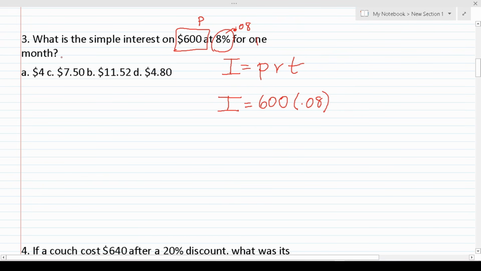And time, as I mentioned, is always in terms of years. In this case, our time is going to be 1 month. In order to make that proportional to years, we're going to have to make that 1 over 12. Again, 1 month out of 12 months. Time's always in years. Okay? So let's go ahead and work this out. So we got 600 times 0.08 times 1 over 12. Let's go ahead and start by multiplying 600 times 0.08.